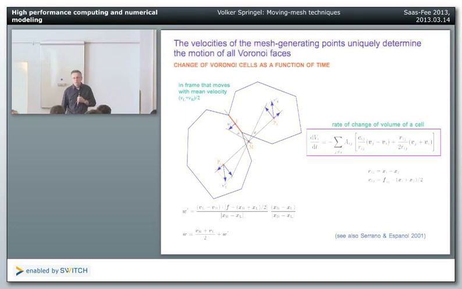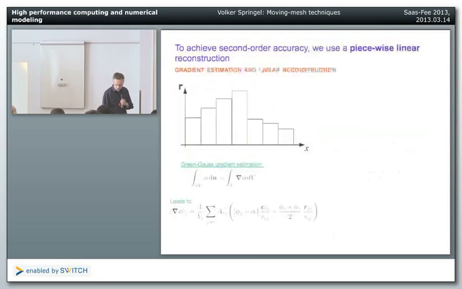There are many mathematical theorems known for the Voronoi mesh. You can not only calculate the velocity of such a face, you can also, for example, calculate how the volume of a cell changes as a function of all the velocities of the cells and their positions. There are relatively simple geometric expressions that give you that. So this is why this particular mesh is very interesting for these mathematical reasons.